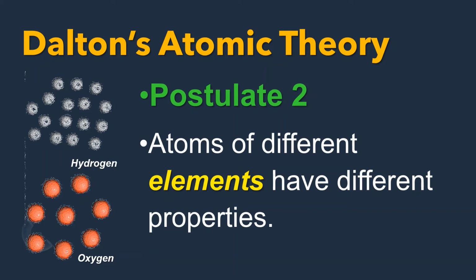Postulate 2: atoms of different elements have different properties. An element is a type of matter composed of only one kind of atom, each atom of a given kind having the same properties. Mass is one such property. Thus, the atoms of a given element have a characteristic mass.